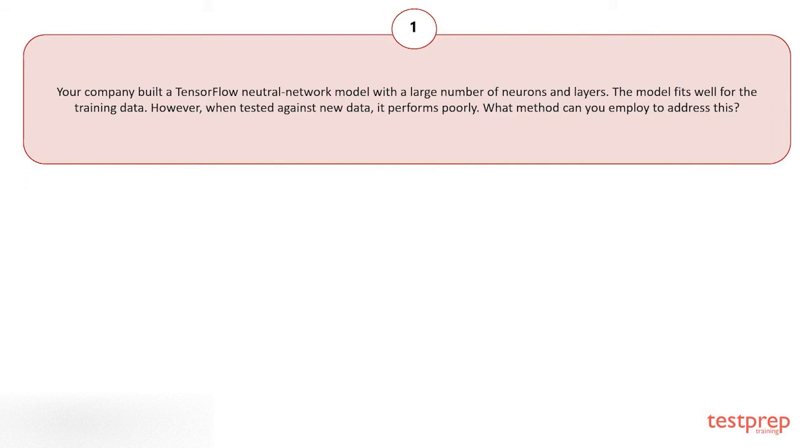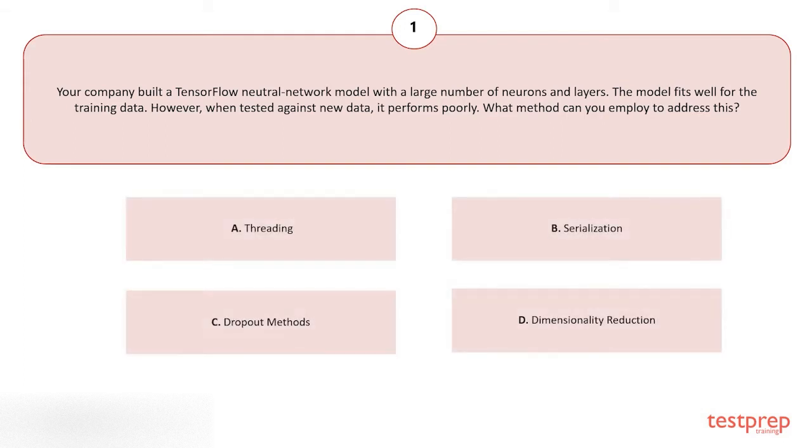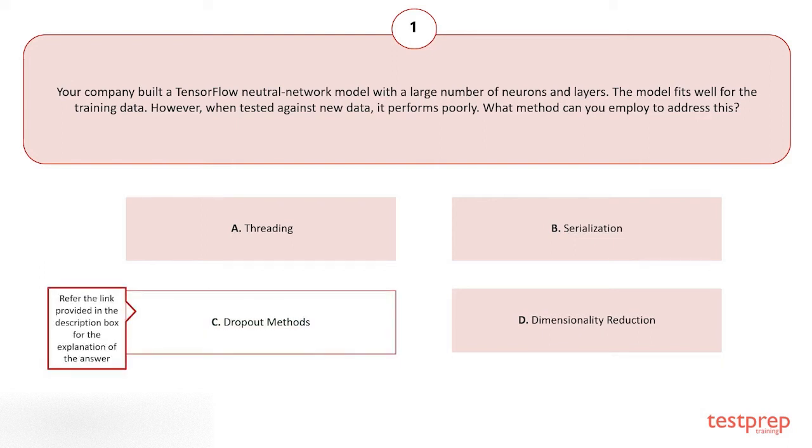and layers. The model fits well for the training data. However, when tested against new data, it performs poorly. What method can you employ to address this? Your options are A. Threading, B. Serialization, C. Dropout methods, D. Dimensionality reduction. The correct answer is option C.